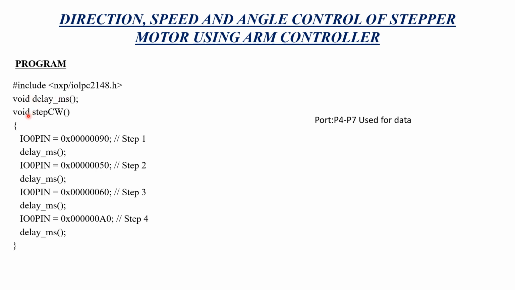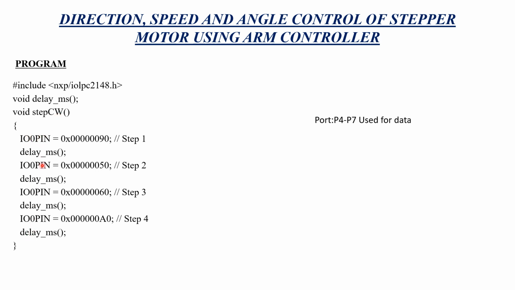Next, I am going to declare a void step clockwise. In this program we are going to rotate the motor in the clockwise direction. Suppose you want to rotate the motor in the counterclockwise direction, here you can change it to void step CCW. So this is a loop for rotating the motor in the clockwise direction.